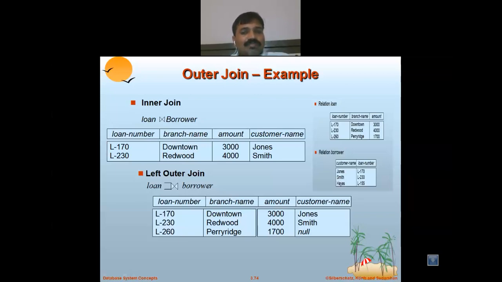So for this person, both the records are not matched, so that time the inner join record is not displayed. Both the loan numbers are matched with the relation borrower. So in that case only L170 and 230 are matched with the second table. So that time those records will be fetched. But the rest of the things, L260, is not displaying. The same as L155, the record is not matched, so it is not displaying.